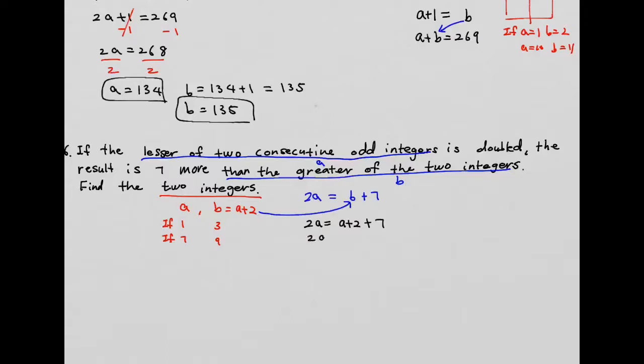I'm going to combine the like terms on the right side, 2 plus 7, which is 9, and move the positive A to the left side, becoming negative A, so 2A minus A is positive A, equals 9. So A, the smaller odd integer, is 9. Then B should be 9 plus 2, which is 11. So the two integers are 9 and 11 for that problem.